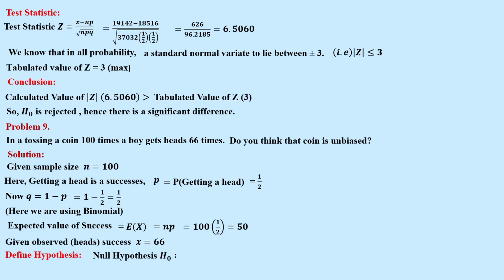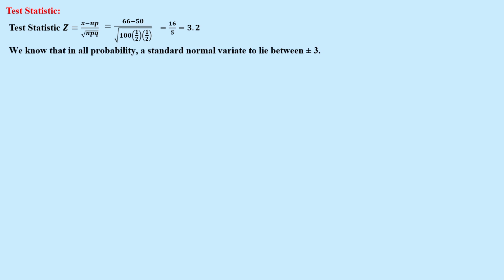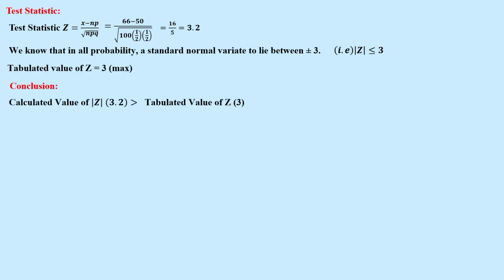So defining the hypothesis, null hypothesis: the coin is unbiased. Alternate hypothesis: the coin is biased. So test statistic is equal to x minus np by root of npq, 66 minus 50 by root of 100 into 1 by 2 into 1 by 2. So you will get 3.2. We know in all probability the standard normal variate lies between plus or minus 3. So we are taking plus 3, so z is equal to 3, that is the maximum. So conclusion: calculated value 3.2 is greater than tabulated value, therefore H0 is rejected. So the coin is biased. Thanks.